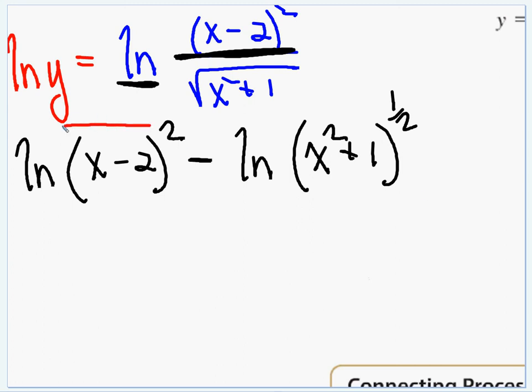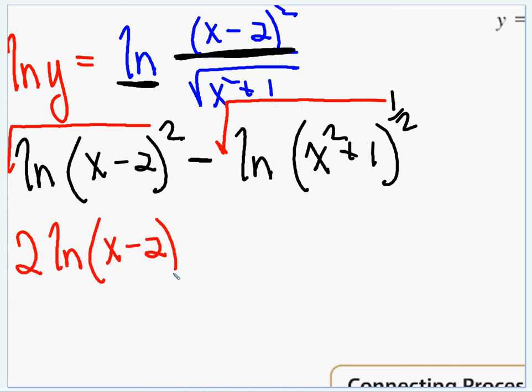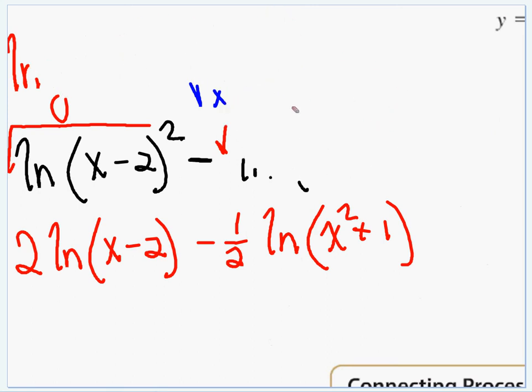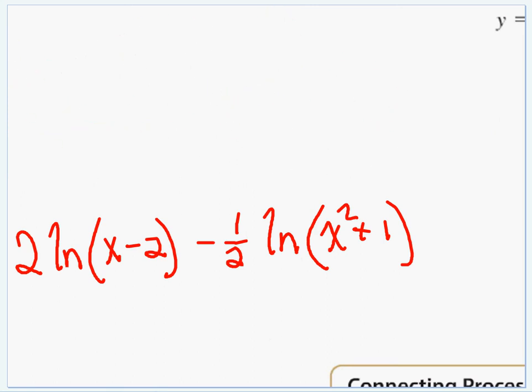Next step, we're going to bring those exponents down. That's going to make life much easier. So this becomes 2 natural log of quantity x minus 2 minus 1/2 the natural log of quantity x squared plus 1. Okay, we're getting somewhere. Get this out of the way. It looks like we are ready to derive.